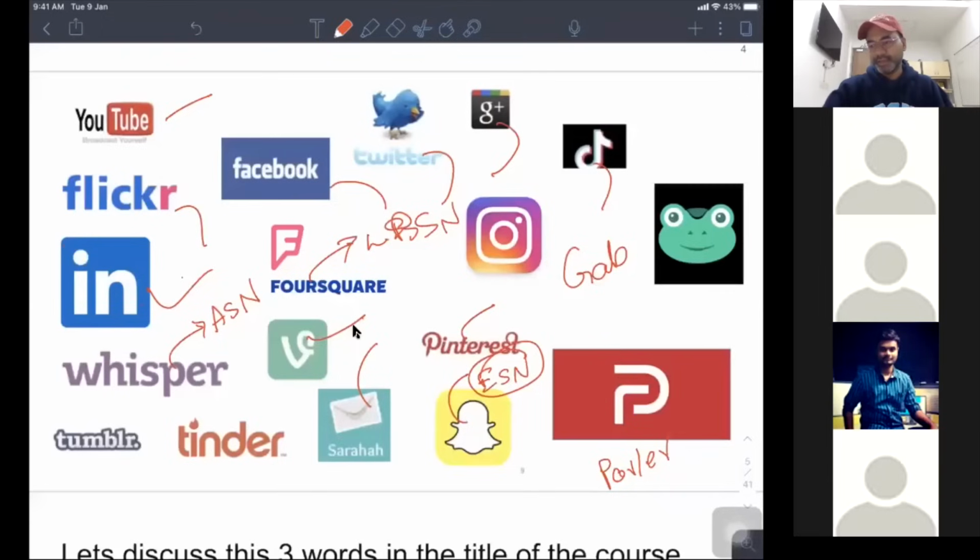Right? And then Tumblr is kind of a blog-based social network. Tinder is sort of a relationship and matchmaking network. Okay, so this slide actually gives you a sense, right? Just think about all kinds of information that we are actually using day to day.